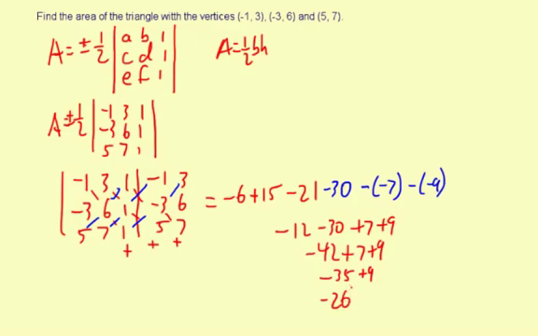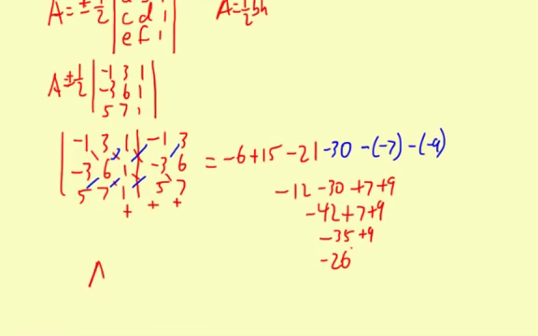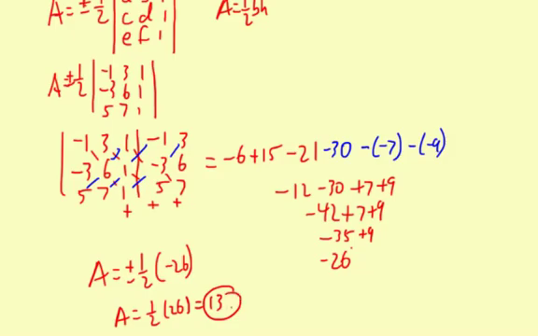So that's the determinant. The area is plus or minus 1/2 times -26. And in this case, because you have a -26, we're going to use the negative sign here and make it a positive. So the area is going to be 1/2 times 26, which is 13. So the area of that triangle is 13.